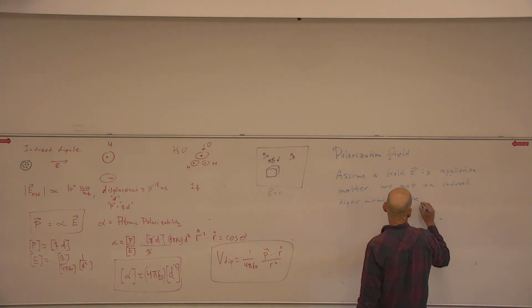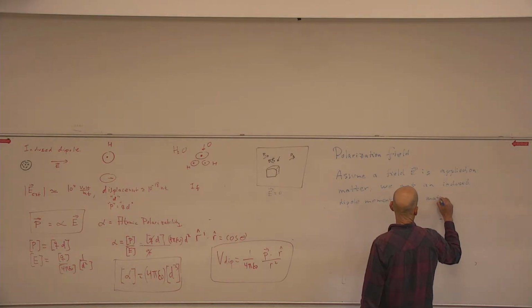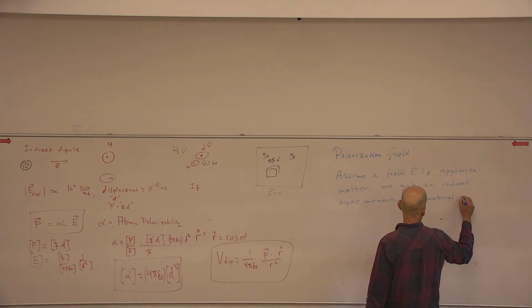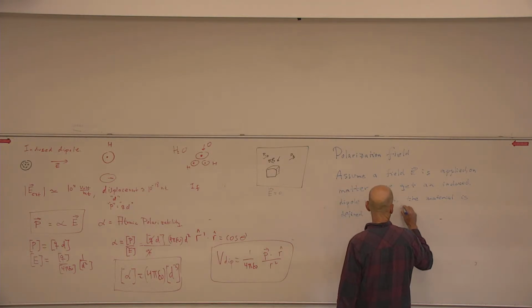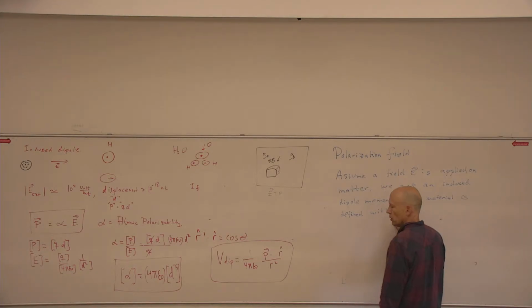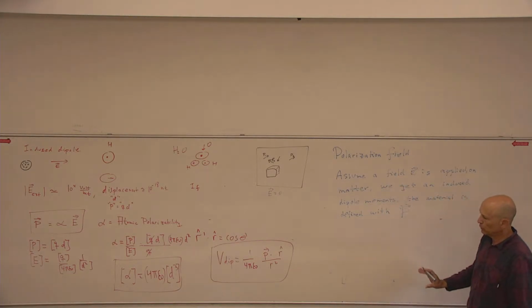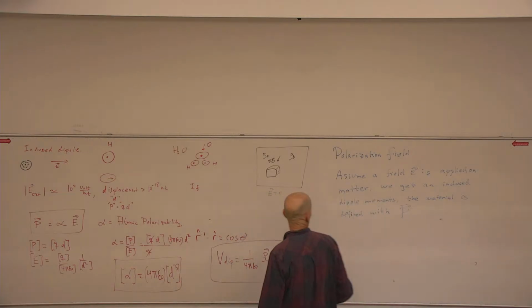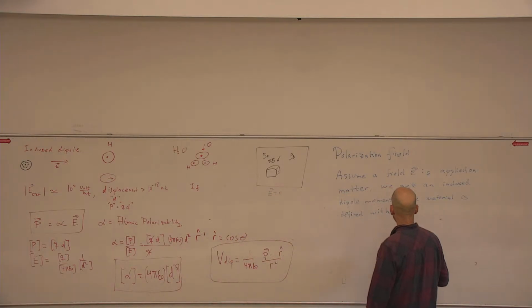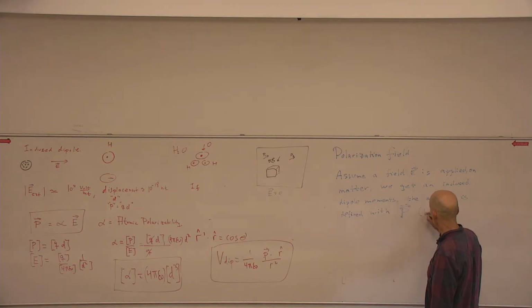The material for our purpose is defined with a new field, with the polarization field. This is big P. Before I had small p. So this is small, and this is big. Not to be confused, big P.